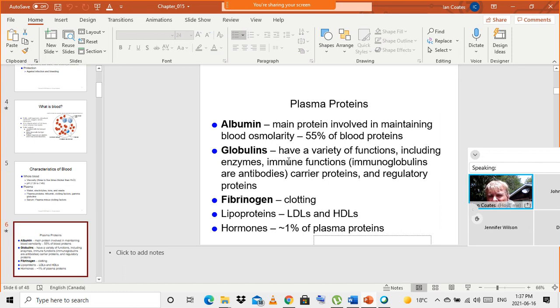Albumin, the main protein involved in maintaining blood osmolarity, is 55% of blood proteins. You've got globulins. They have a variety of functions, including enzyme and immune function, immunoglobulins, and we're going to get into antibodies later. Remember an antigen and an antibody. We'll get there. There's your fibrinogen, clotting factors, lipoproteins, low density and high density fats.